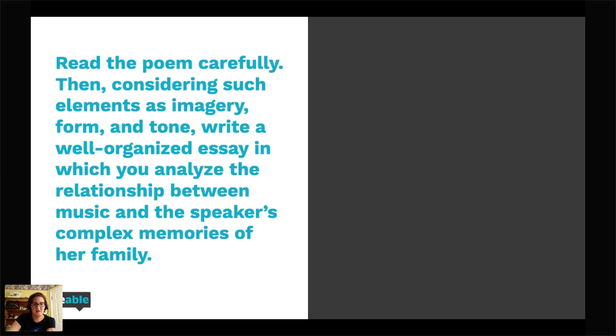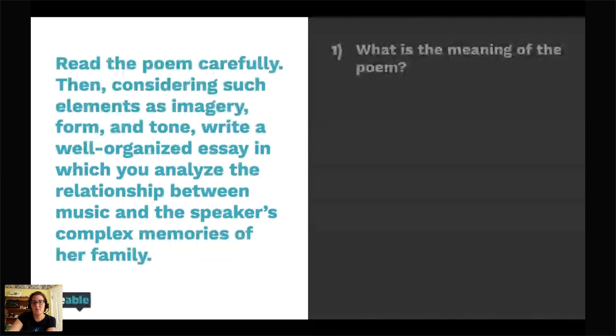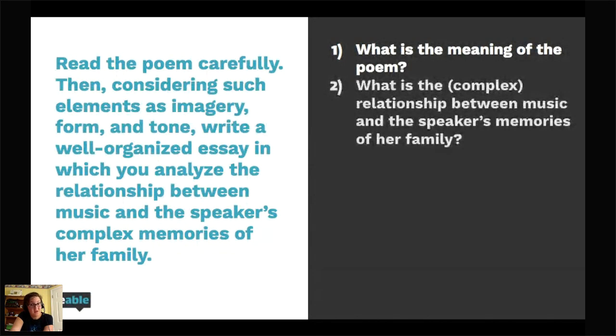You want to look at, too, you have to know things like if it's talking about the relationship. So I'll go through some of these questions, if you can type them still. So obviously, what is the meaning of the poem? Always find that meaning, always find that tone. What is the complex relationship between music and the speaker's memories of family? So you've got to determine what that relationship is. What is the relationship between music and her memories?